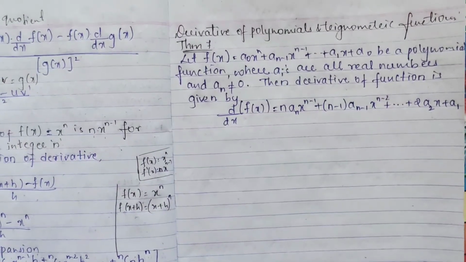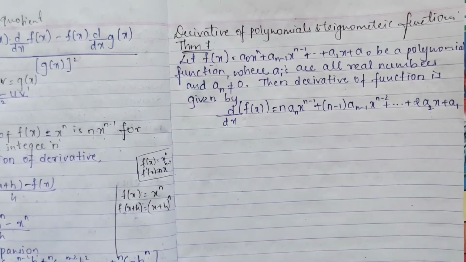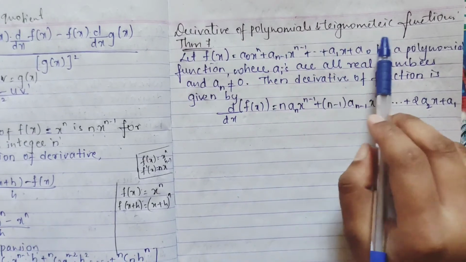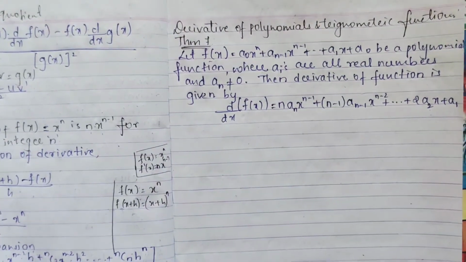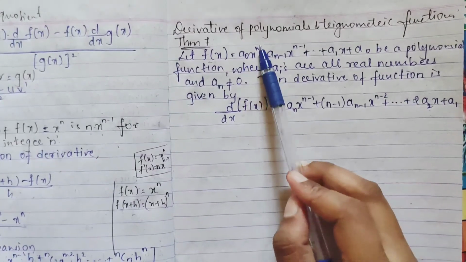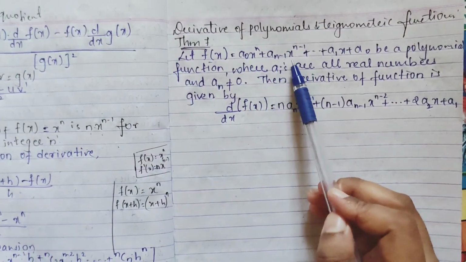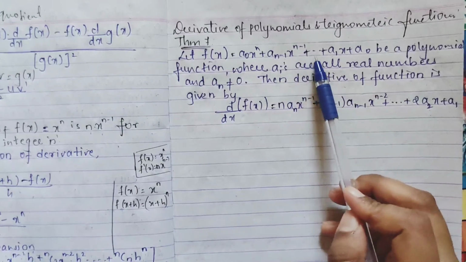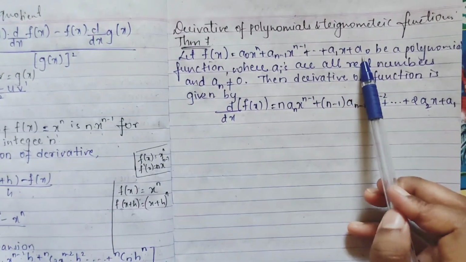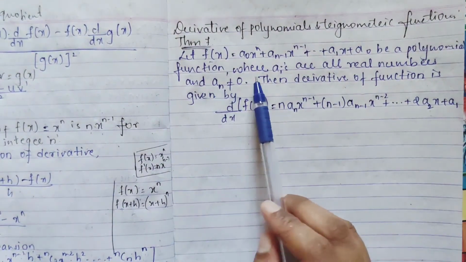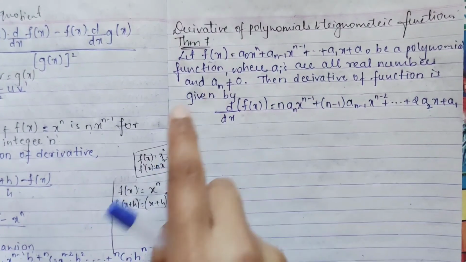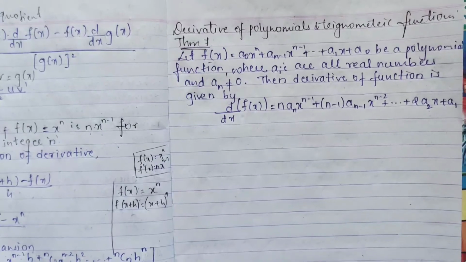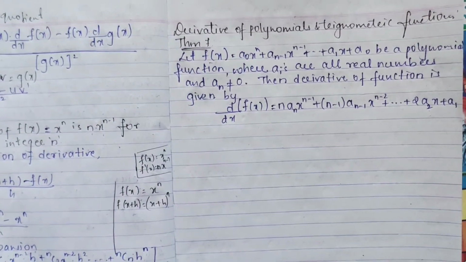Next you have one more theorem. Just take down this theorem. No need of proof. Derivative of polynomials and trigonometric functions. What is it telling? That f of x is equal to a n x raised to n plus a n minus 1 x raised to n minus 1 plus so on up to a1 x plus a naught be a polynomial function where the ai's are all real numbers and a n is not equal to 0.